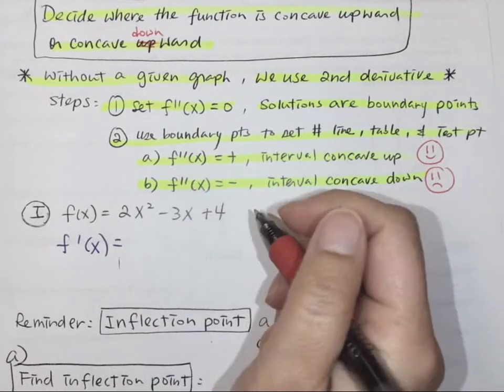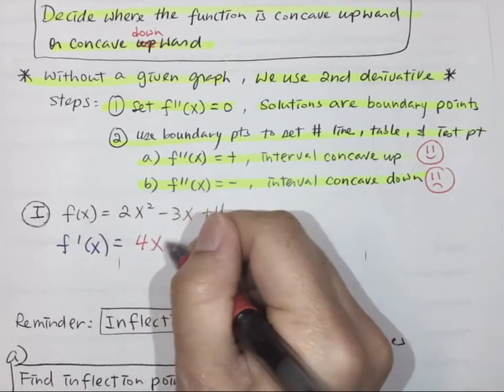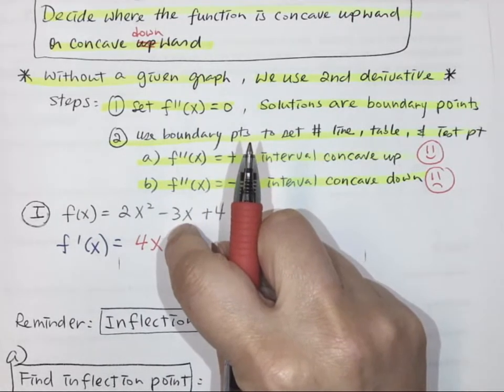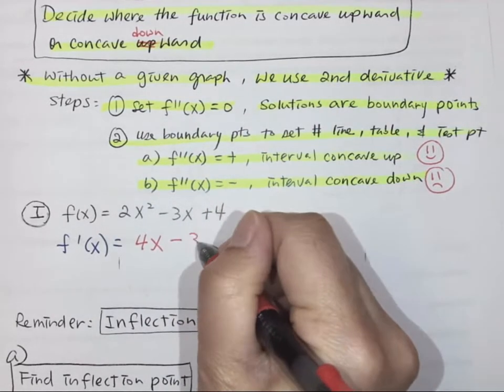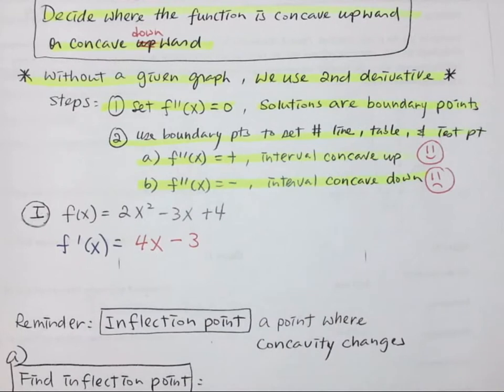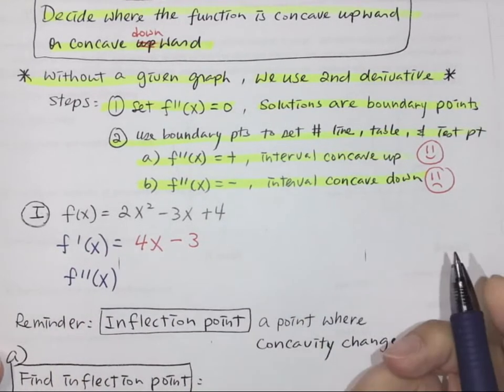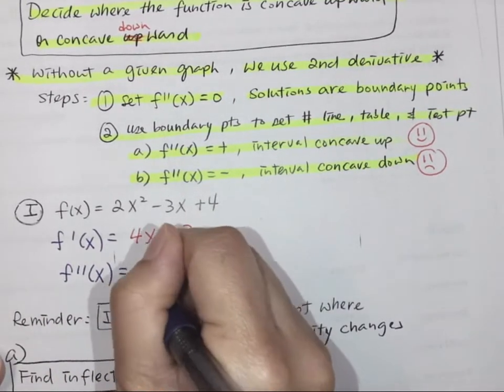So 2 times 2 is 4. And then x goes down one exponent, so it's going to be first degree. Subtracting 3, the x is gone, this turns into 0, right? So that's the first derivative. But I need the second derivative. For the second derivative, just take the derivative one more time. So that's only equal to 4, right?